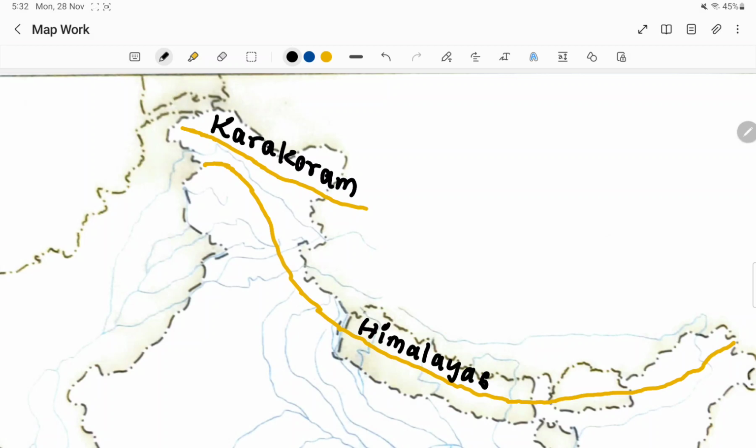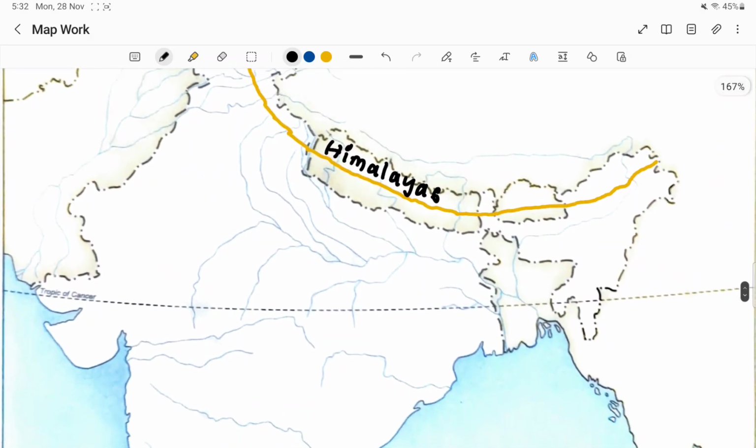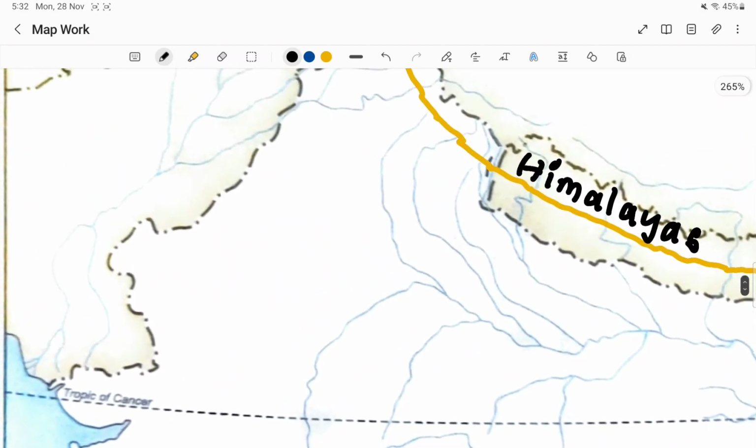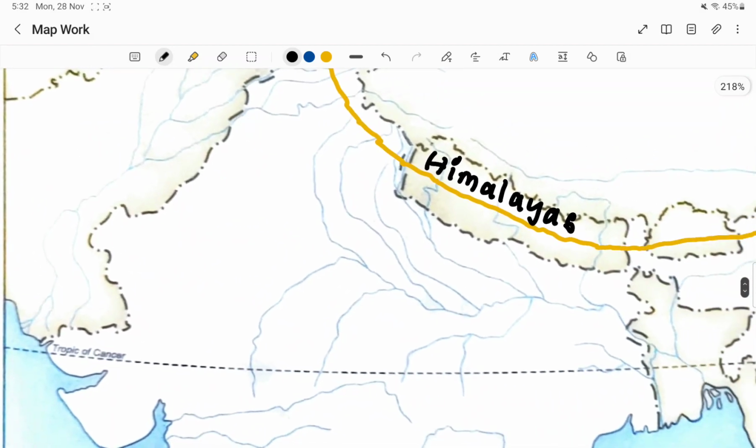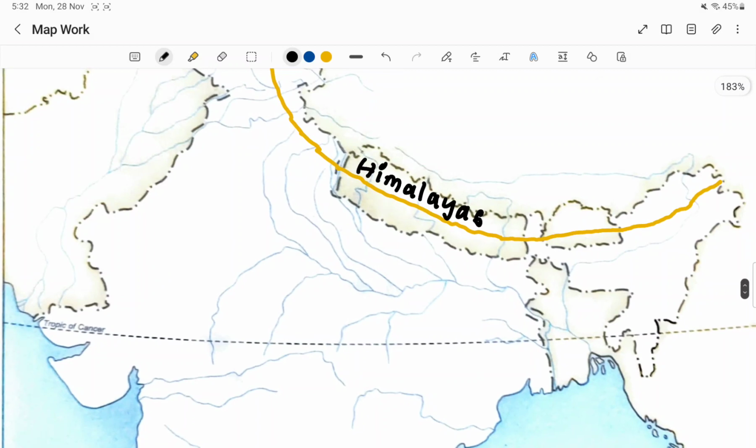Next is the Aravalli range. So let me give you one trick. Whenever you mark Aravalli range, you mark not only the Aravalli range but also the Thar Desert. So this will be the position for the Thar Desert, though it's a later topic, but I will mark it right now only so that you can analyze that this Thar Desert and this Aravalli range are almost running parallel to each other. So this is the Aravalli range.